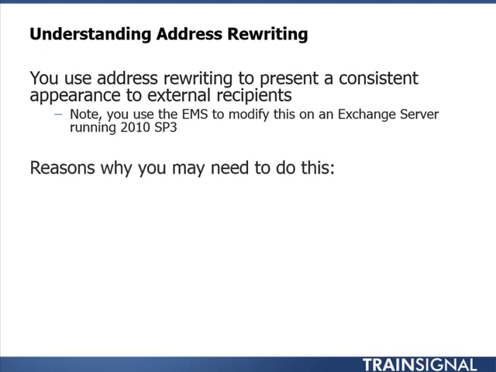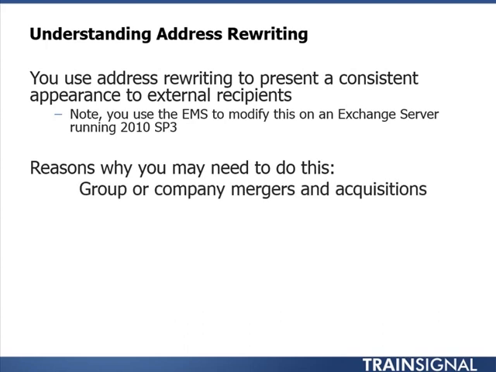Some of the reasons why you might need to do this instead of using an email address policy is, let's say you have a group or company merger or an acquisition. Perhaps you have a partnership that takes place, and so for a period of time you might have mail that is leaving your organization and perhaps leaving the partnership organization that requires it to have a change to the SMTP address space. So on the internal side, email is working the same, but when it leaves the company, it's either going to take the name of the new company or it's going to have to take the name of, let's say, a new name that has been established by both companies. So it really depends on the type of merger.